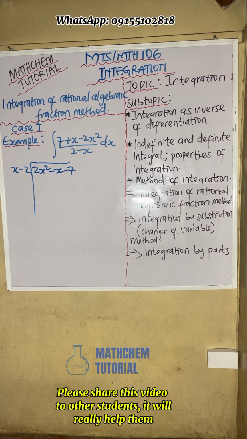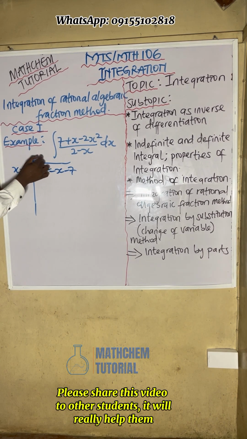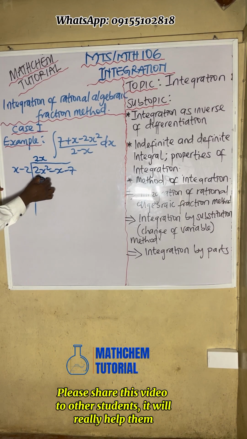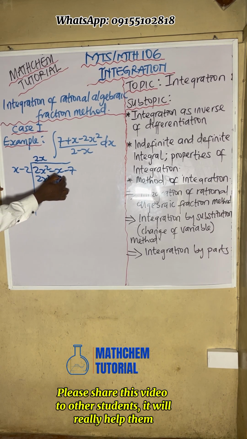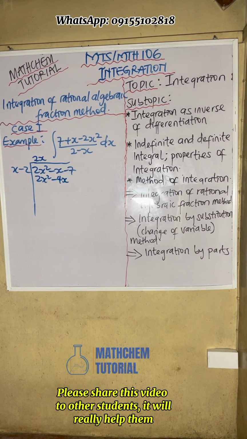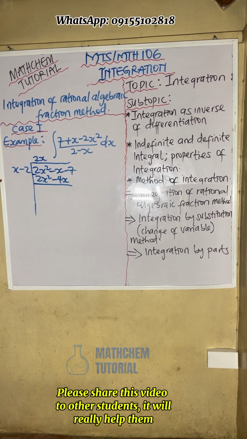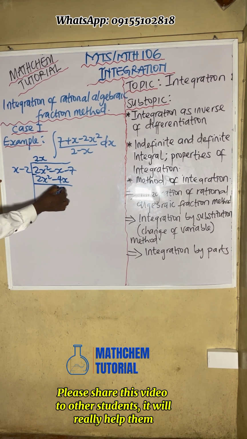Now let's divide using the long division method. How many x can we see in 2x squared? That is 2x. 2x times x is 2x squared. 2x times minus 2 is minus 4x. Then we subtract. 2x squared minus 2x squared is 0. That one has gone. Minus x minus minus 4x will be plus 3x minus 7.